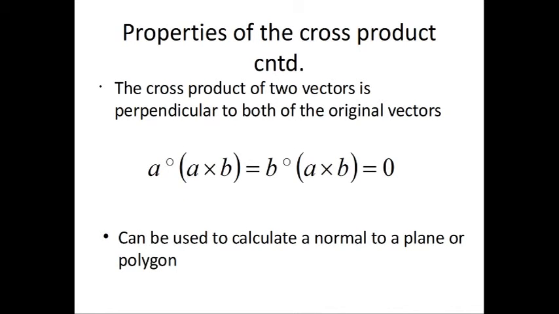However, probably the most interesting property of the cross product is this. If you take the dot product of a cross product and either of the original vectors, you get 0, meaning that a cross product of two vectors is perpendicular to both of the original vectors. So this can easily be used to calculate a normal to a plane, a normal to a surface, and is again very important when we're doing lighting calculations.